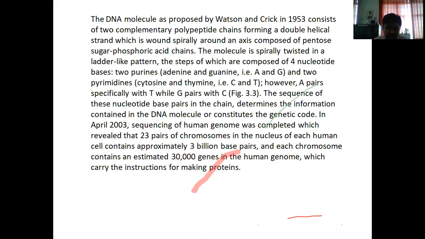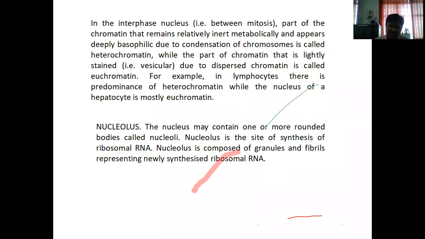Remember this part. The 30,000 genes in the human genome carry the instructions for making proteins. If we need some additional proteins at the genetic level, we can include some sequences and make our body synthesize such proteins. It will be called genetic manipulation, or modification at the genetic level.